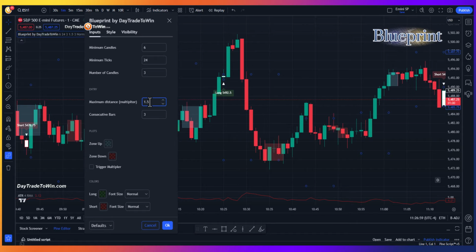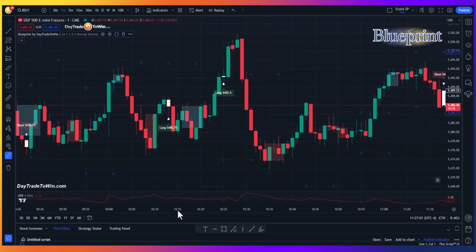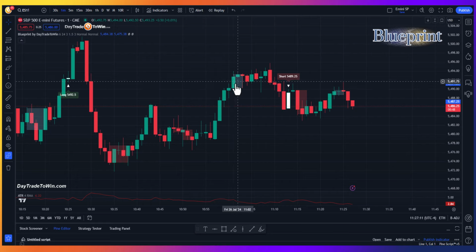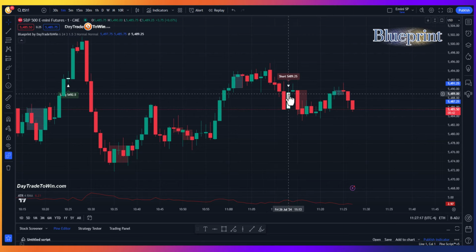So 1.5 times the distance is a good understanding: 1.5 times or less from the shaded box. The same thing here, 1.5 times or less from here, and that's why we see a signal, because the distance from this area to here after 3 candles have closed isn't that far away. We're still entering at the beginning of a move up or down. So that's how the Blueprint works.